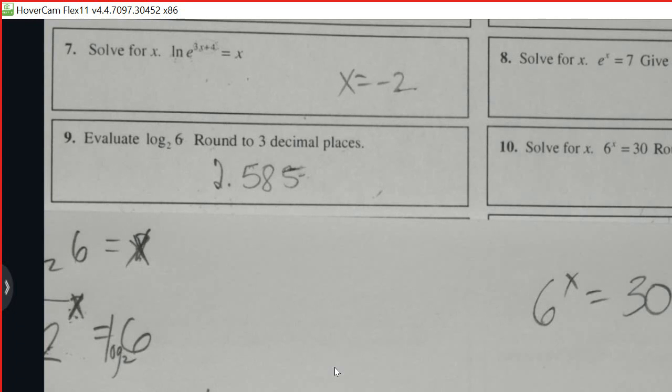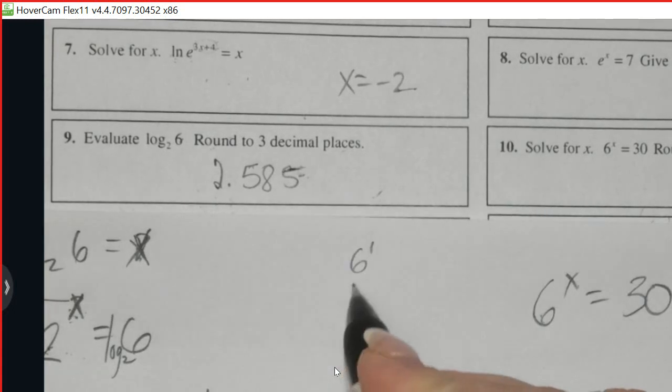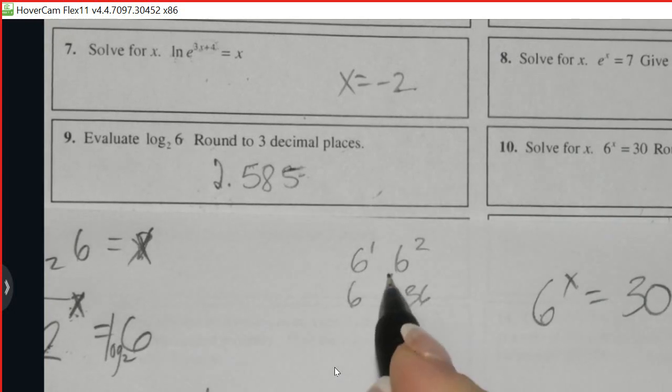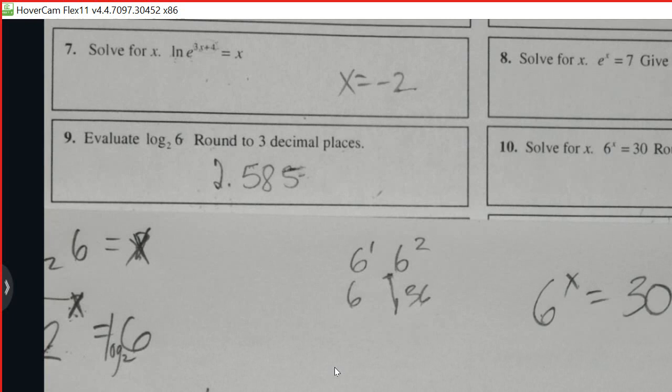Logs are for situations when you have a variable in the exponent position, and you can't do mental math to get the exact answer. So 6 to the first, I know, is 6. 6 squared is 36, but notice 30 is like right here. So it's 1 point something, but it can't quite be 2 because 2 would be up to 36. I want an exact answer. How do we do this?